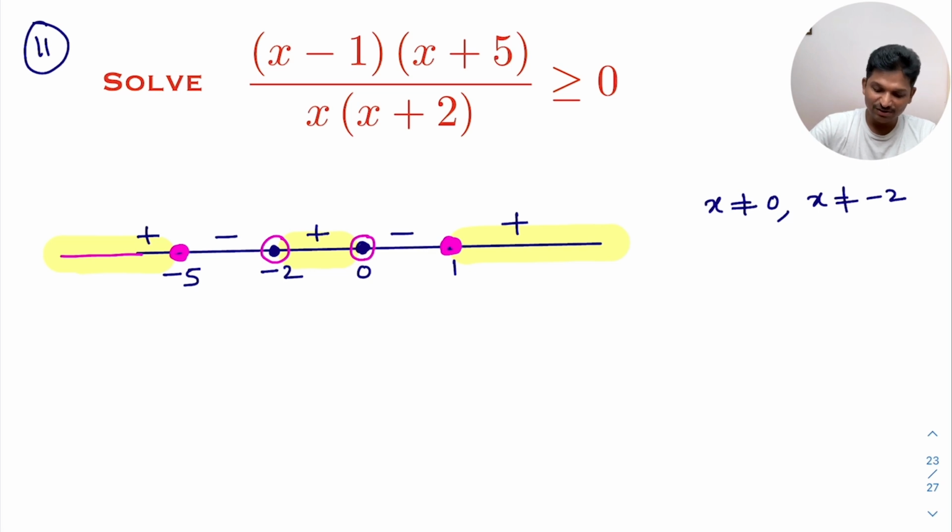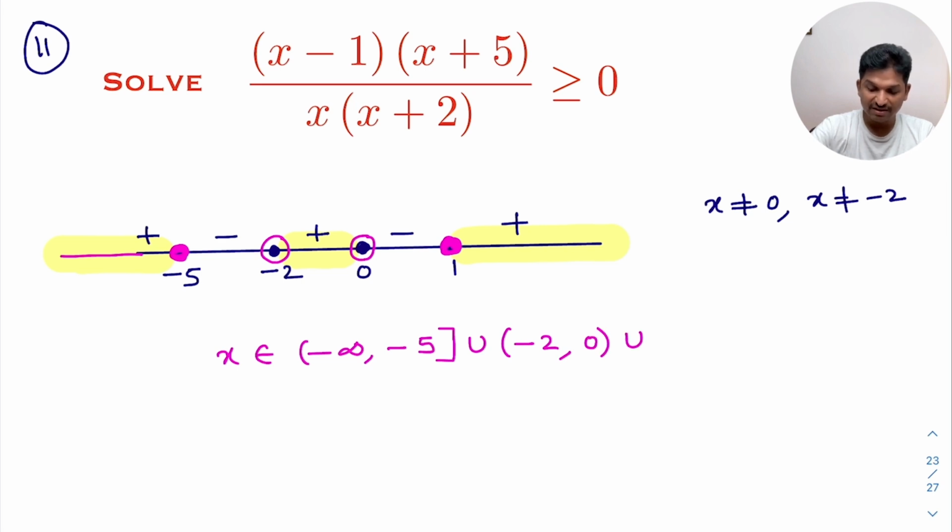Now how to write the solution? X belongs to minus infinity to minus 5, where minus 5 is included, that's why closed interval. Union. You see here minus 2 is not included, 0 is not included, so that's why open interval minus 2 to 0. Union. Yes, here 1 is included, that's why closed interval 1 to infinity. See, these problems are actually very easy. A little bit of practice is needed. You need to practice some problems. Once you get an idea, then you will get confidence doing all these things, right?